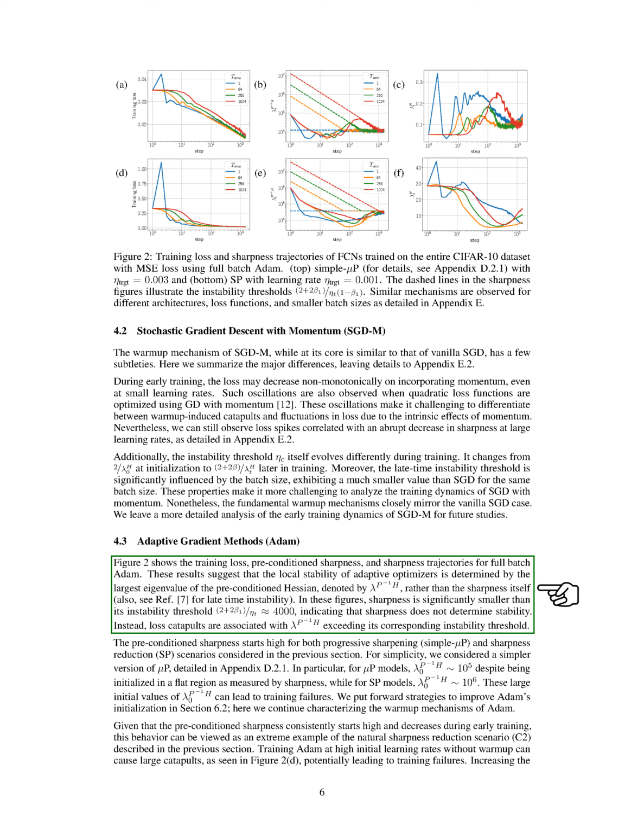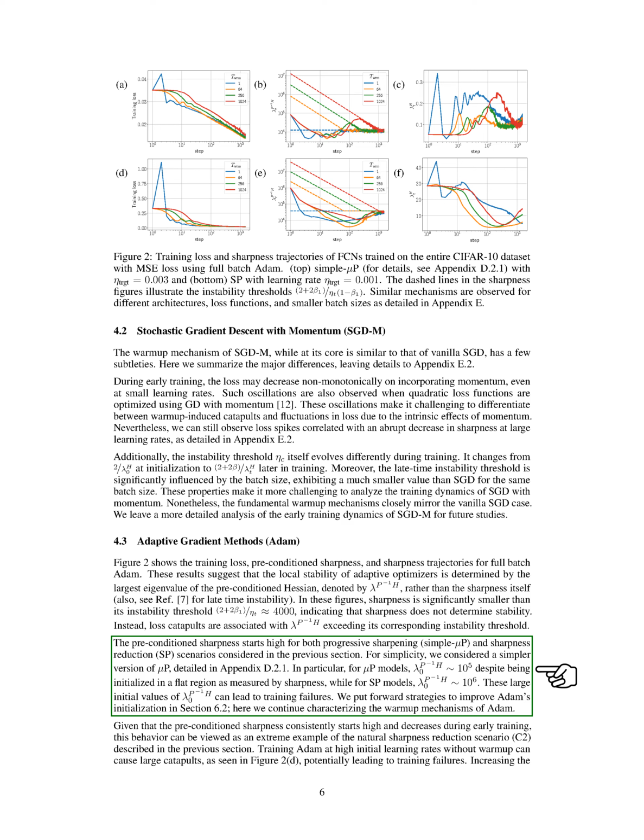Moving on to ADAM, we observe that the stability of adaptive optimizers depends on the largest eigenvalue of the preconditioned Hessian, denoted by lambda^(P^-1 H), rather than sharpness itself. The preconditioned sharpness starts high and decreases during early training, which can lead to training failures if not handled properly. Strategies to improve ADAM's initialization are discussed in the paper.